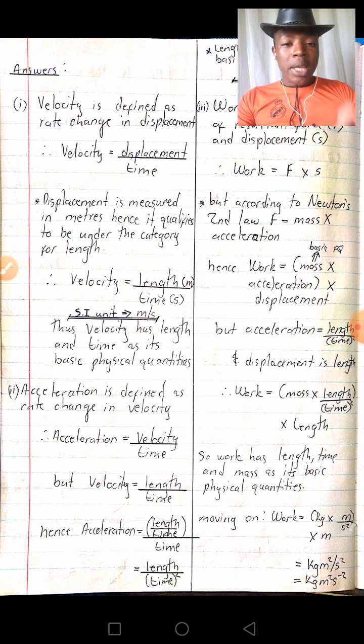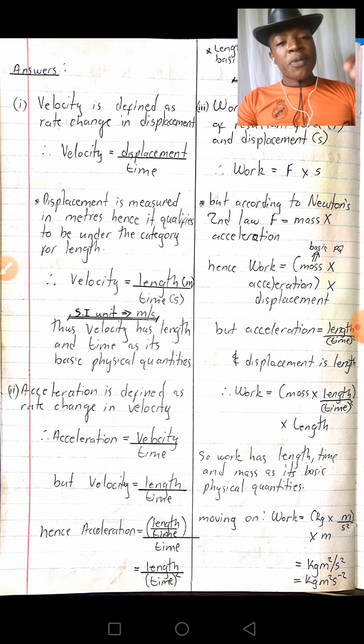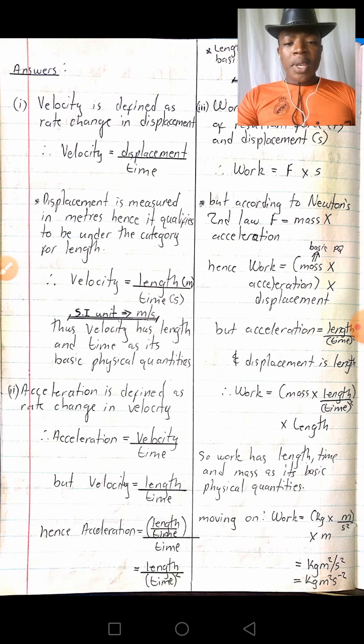Displacement is measured in meters. Hence, it always qualifies to be under the category for length. Hence, we can rewrite velocity as being equal to length over time. But remember, length is measured in meters and time is measured in seconds. So it's more like we're saying meters divided by seconds, and eventually get the SI units being meters per second. Thus, velocity has length and time as its basic physical quantities.